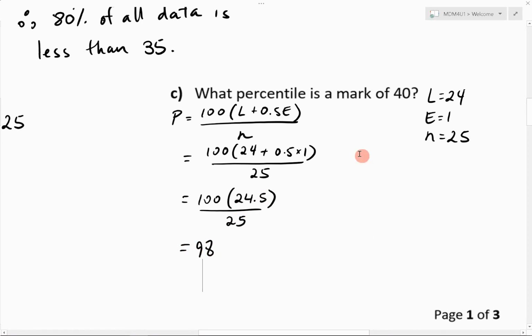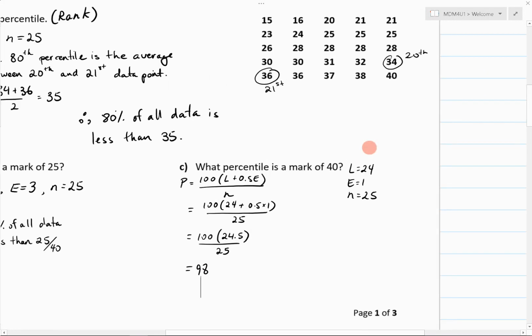Okay, so if you're wondering, well, 40 is the last number here, why isn't that just the 100th percentile? Well, it's not, because there's not 100 values here. It's the 98th percentile. So this means the mark of 40 represents the 98th percentile of the class. That means 98% of all the class marks, or all the data, is less than a mark of 40. So this is what this calculation tells us.